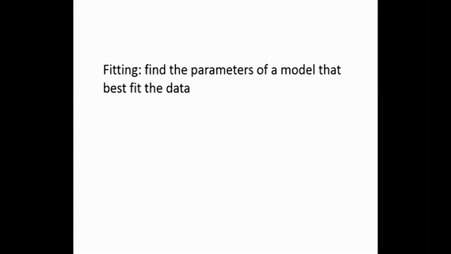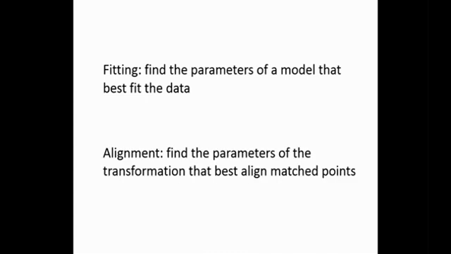The only difference is that fitting is finding the parameters of a model that best fits the data. For example, you fit a line to a set of points or a circle to a set of points. Alignment is finding the parameters that best matches two sets of points. So you have a set of corresponding points, and you want to find the parameters of a transformation such that one set of points is projected near the other set of corresponding points. They end up being solved by the same kinds of tools.